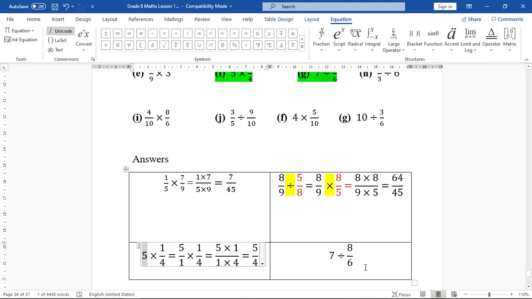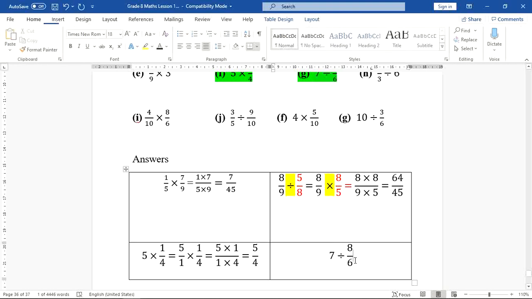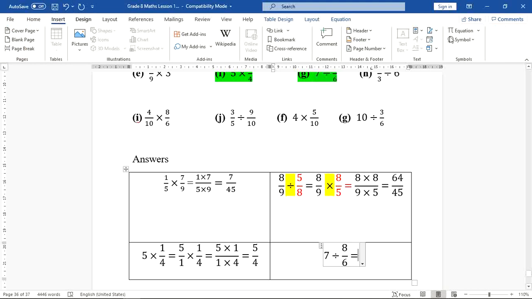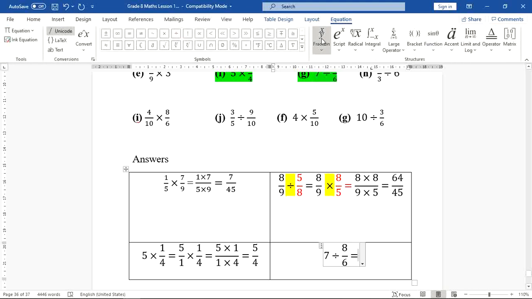Okay, so with division, you also do the same thing. You carry out that first step. First you convert 7 into a fraction. So convert that whole number into a fraction. It's going to be 7 over 1. And then you say, I'm going to divide that by 8 over 6.